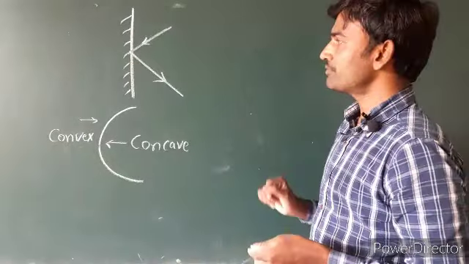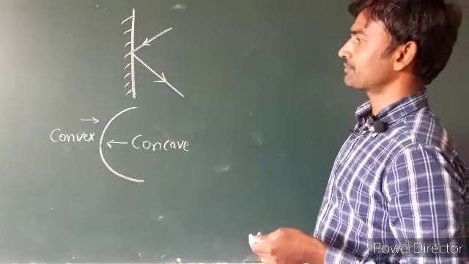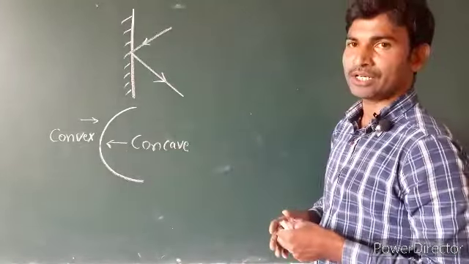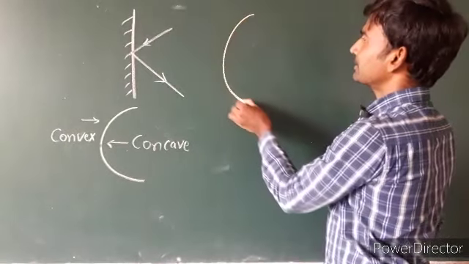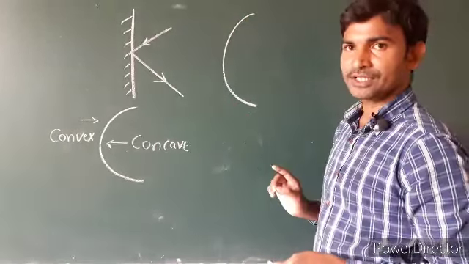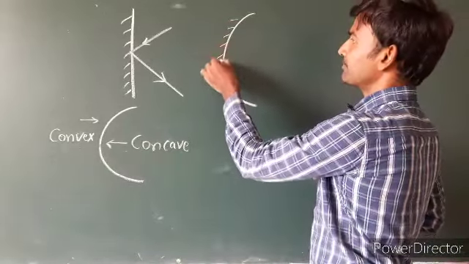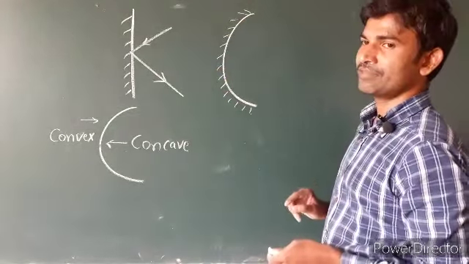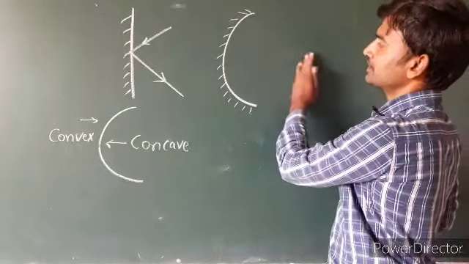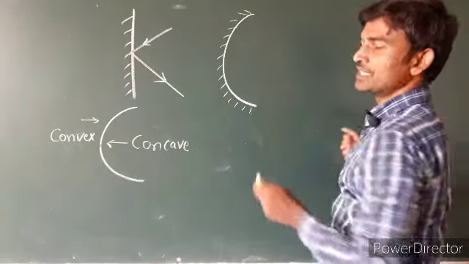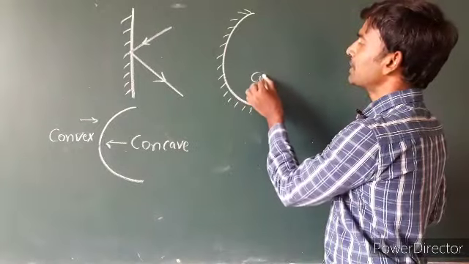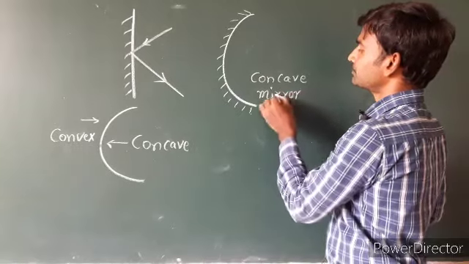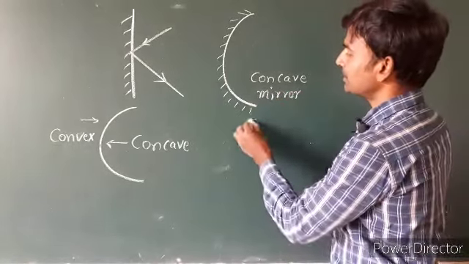Now if you want a concave mirror, how can we convert this surface into a concave mirror? It's very simple. This is the curved surface. If you silver the convex side, I am silvering the convex surface, only the concave surface remains, which means the concave surface is the reflecting surface. So simply it is a concave mirror.